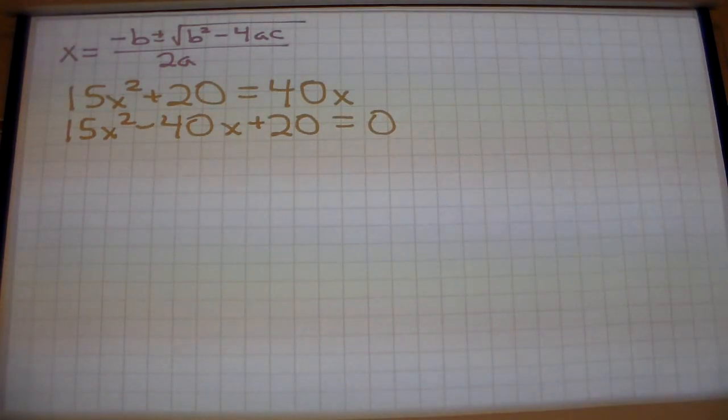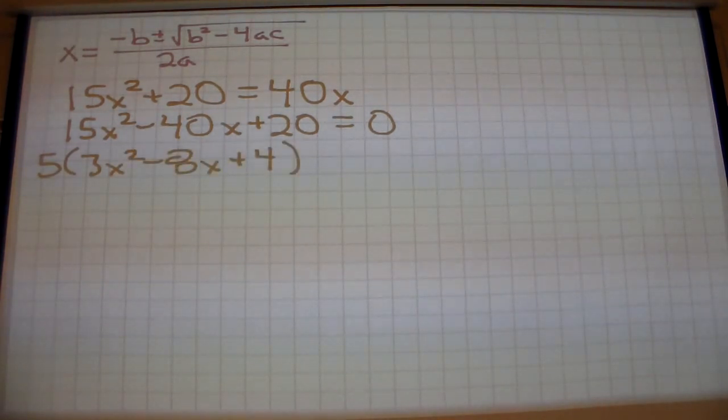Okay? What else could I do? Yeah, let's factor something out. We want to work smarter here. We don't want those huge numbers to plug into the quadratic formula. What is a common factor in all of them? 5. Yeah, so 5 comes out. 3x squared minus 8x plus 4 equals 0. Now, when I plug into the quadratic formula, it's going to be a lot nicer to use 3, 8, and 4 instead of 15, 40, and 20.